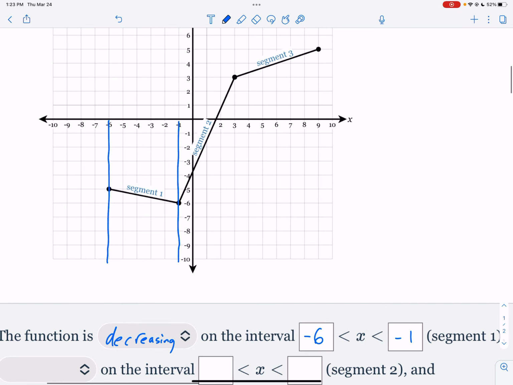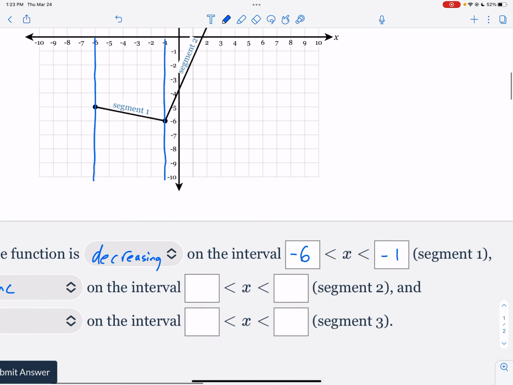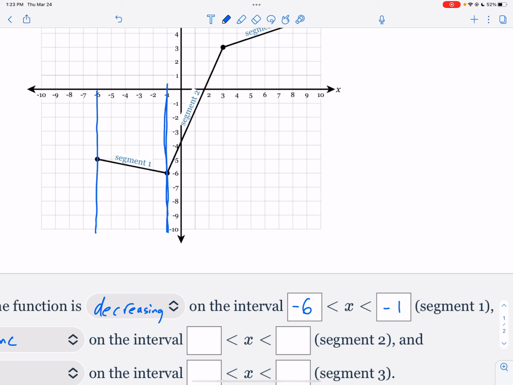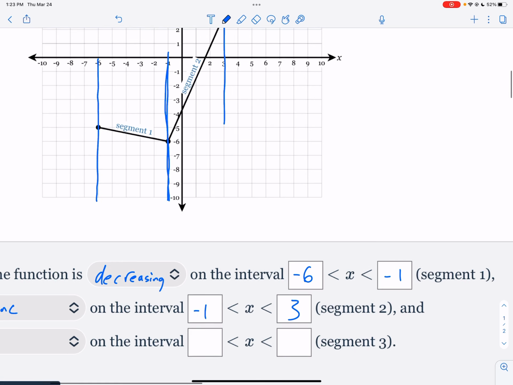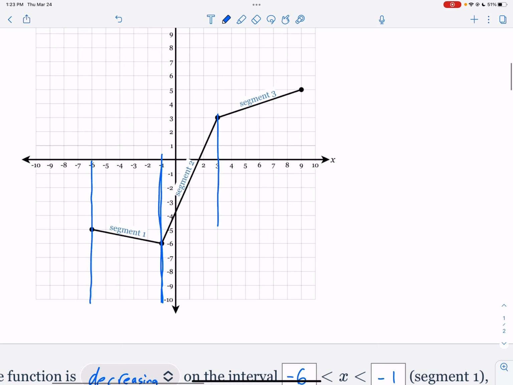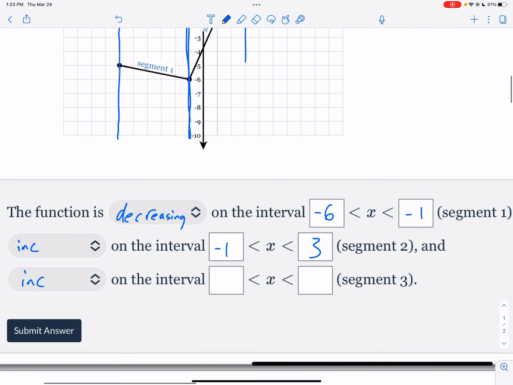Now, on segment 2, it looks like from left to right, it's going uphill, so it's increasing from, well, this right here to this. So -1 to 3. It's really about just looking at the left endpoint and the right endpoint, just looking at the x values. That's what we care about. So you can just drop that point down to the x-axis if you want to figure it out. And lastly, segment 3 looks like it's going uphill, just less uphill, but it's going uphill. So it is also increasing, and its interval is from 3 to 9. And that's all there really is to these.